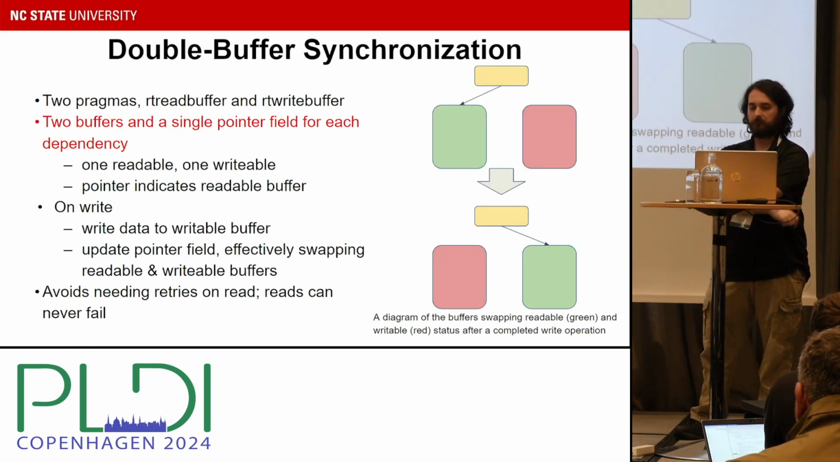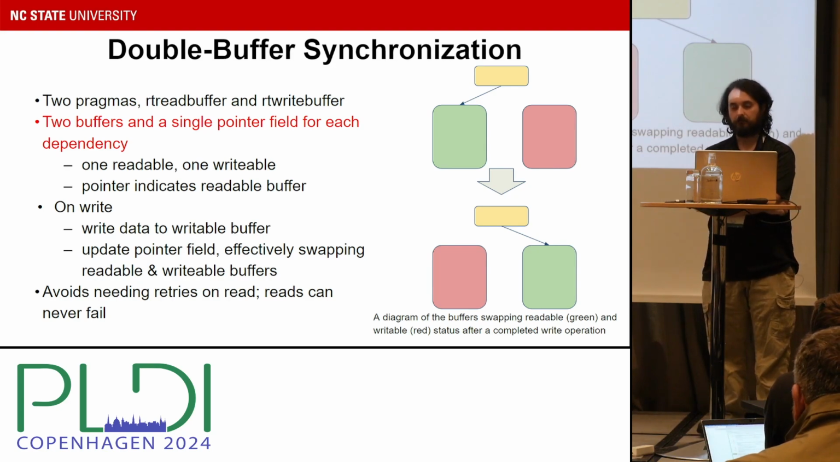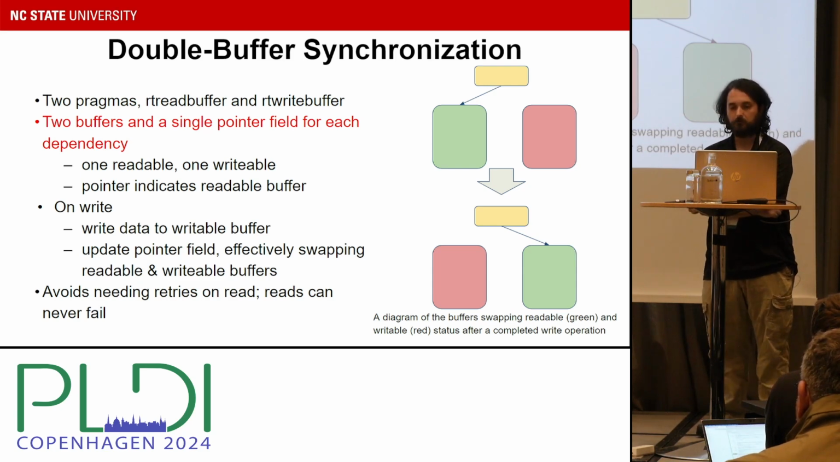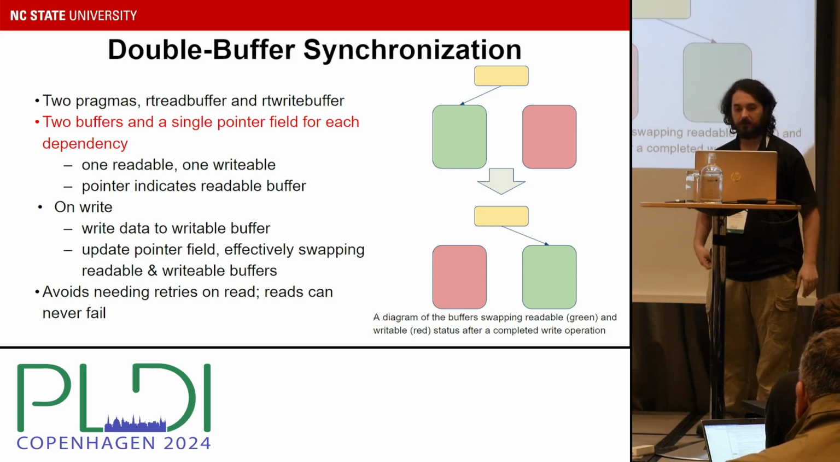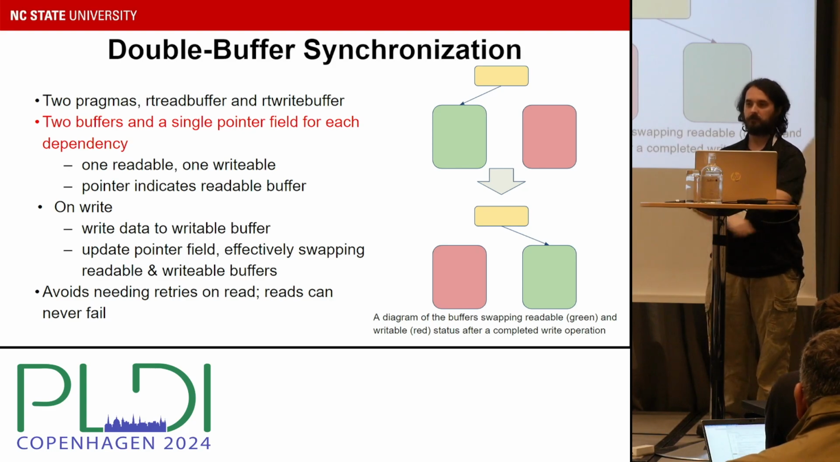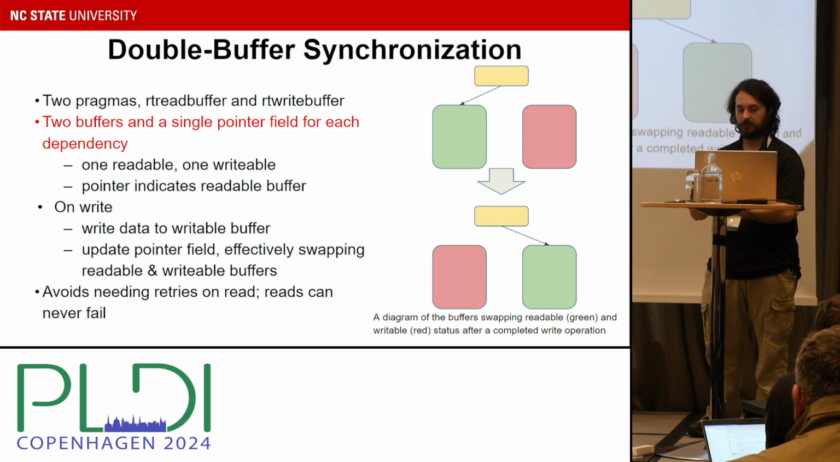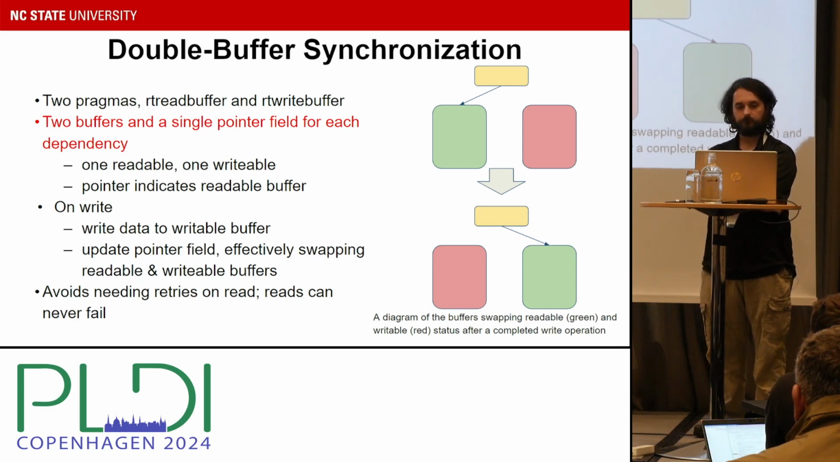So for the double buffer synchronization, this has greater space complexity, requiring 2 buffers instead of just 1 to write to, and then a single pointer field. This is per dependency. This, incidentally, is why dependencies do have to be listed in the configuration file so that this can be set up at compile time. So 2 buffers with a single pointer field.